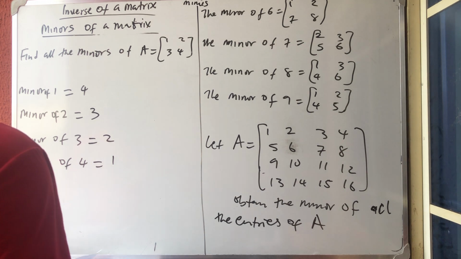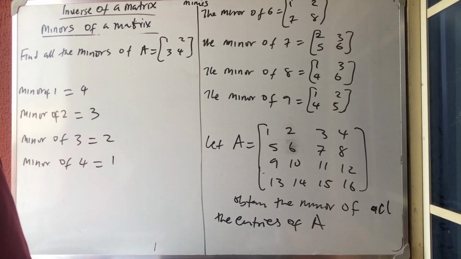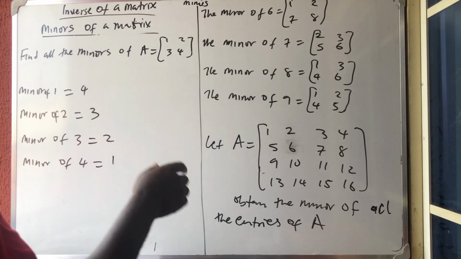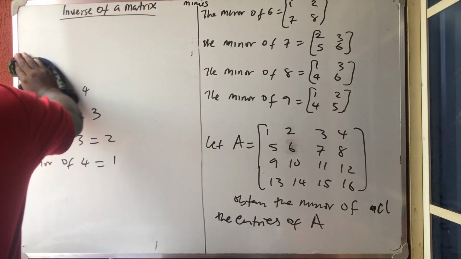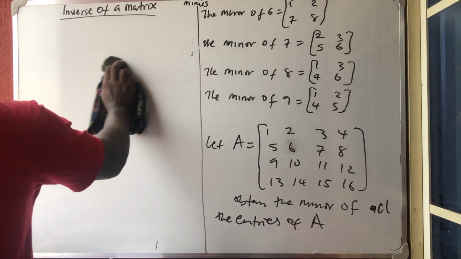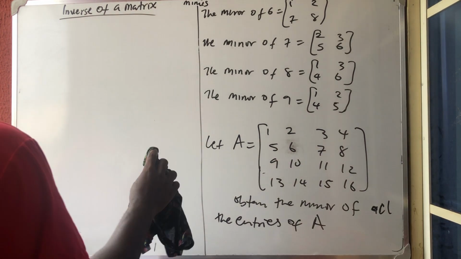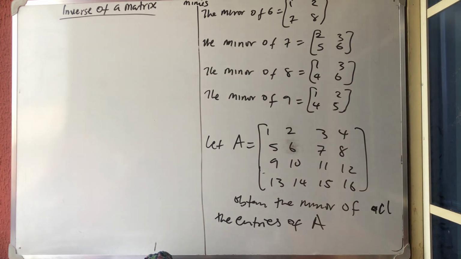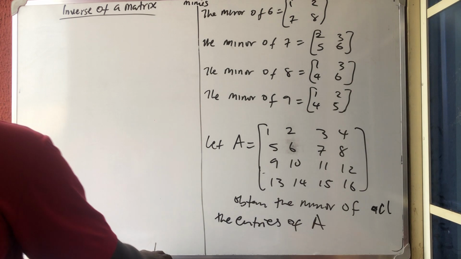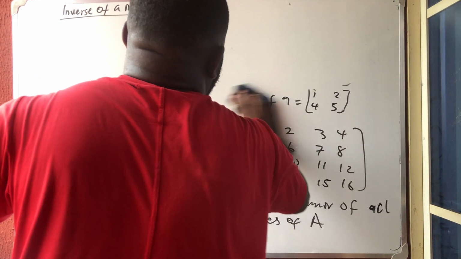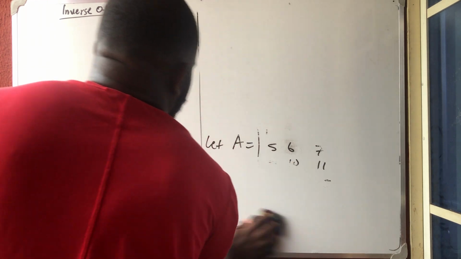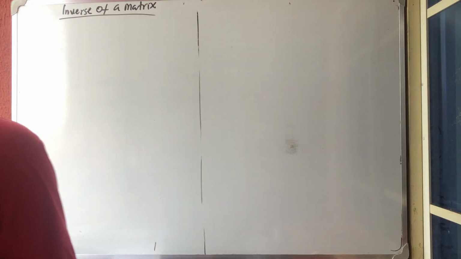So the next one, after getting the minor, the next thing you need to get is called the cofactor. All these things will help us to get to the inverse of a matrix. Now the cofactor is simply the determinant of the minor, bearing the sign in mind.